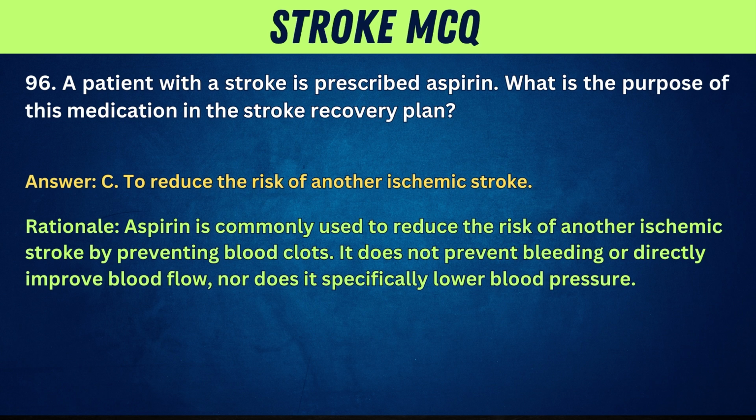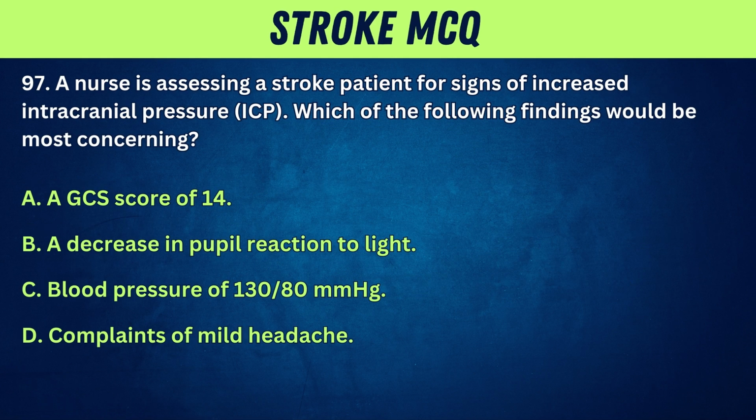Rationale. Aspirin is commonly used to reduce the risk of another ischemic stroke by preventing blood clots. It does not prevent bleeding or directly improve blood flow, nor does it specifically lower blood pressure. 97. A nurse is assessing a stroke patient for signs of increased intracranial pressure, ICP. Which of the following findings would be most concerning?